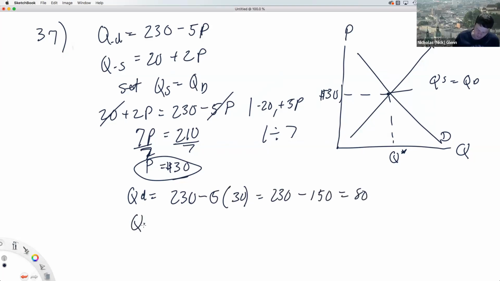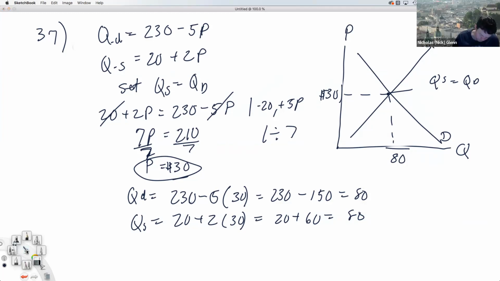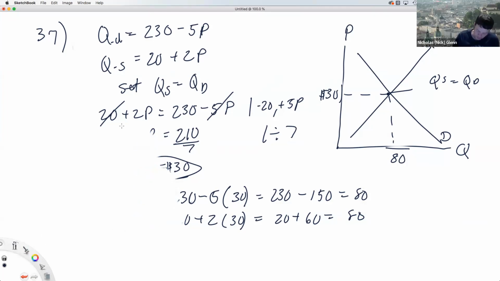And you should get the same thing with the quantity supplied equation. So it's 20 plus 2 times our price, which is 30. That's going to give us 20 plus 60, so that's 80 as well. So we know this number here is actually 80. That's our equilibrium quantity. So that's our first part. Let's erase this.